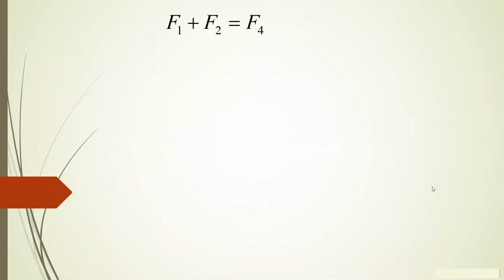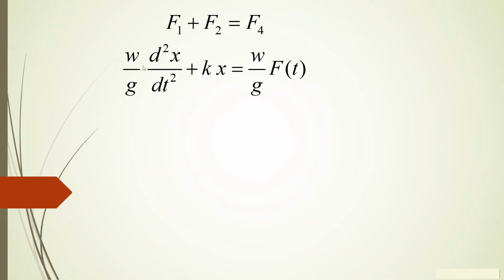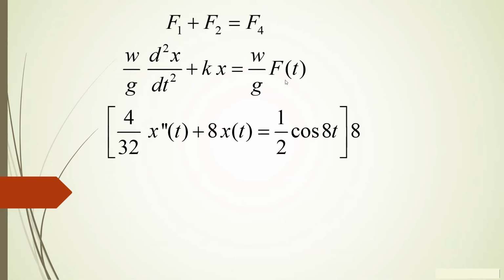Okay. Now, as I said earlier, wala yung F3. So F1 plus F2 equals F4. F1, F2, and F4. Now let's plug in the values. W over G, ang K natin is 8. And then this one was given to have a value of 1/2, and then function of t is cosine 8t. 4 over 32 is 1 over 8.